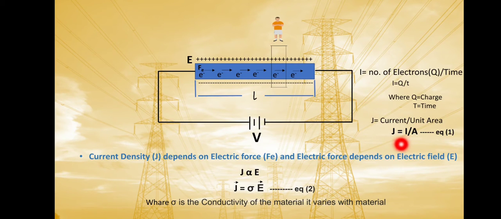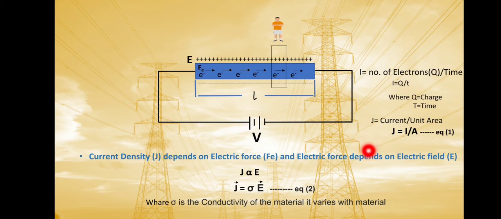So in order to increase current density, the current has to increase. How does this current increase? By increasing the electric force, we can increase the current. How does this electric force increase? By increasing the electric field. That means the current density is directly proportional to the electric field.